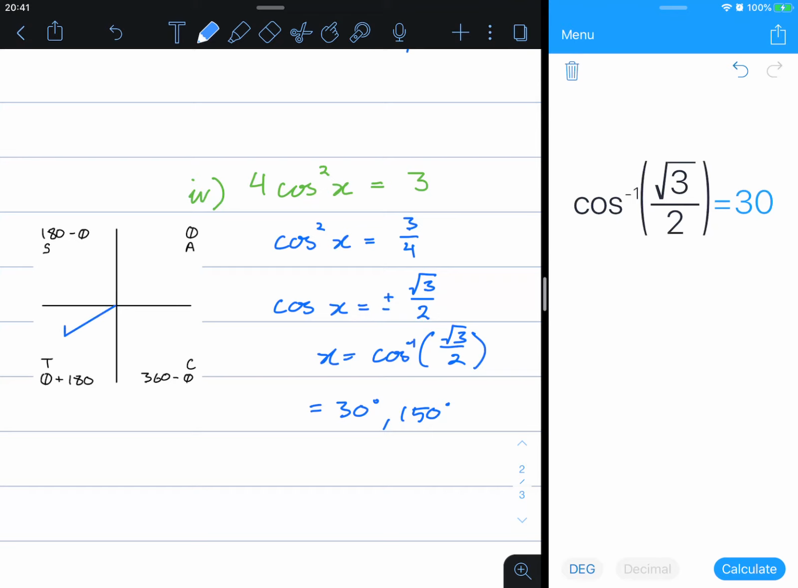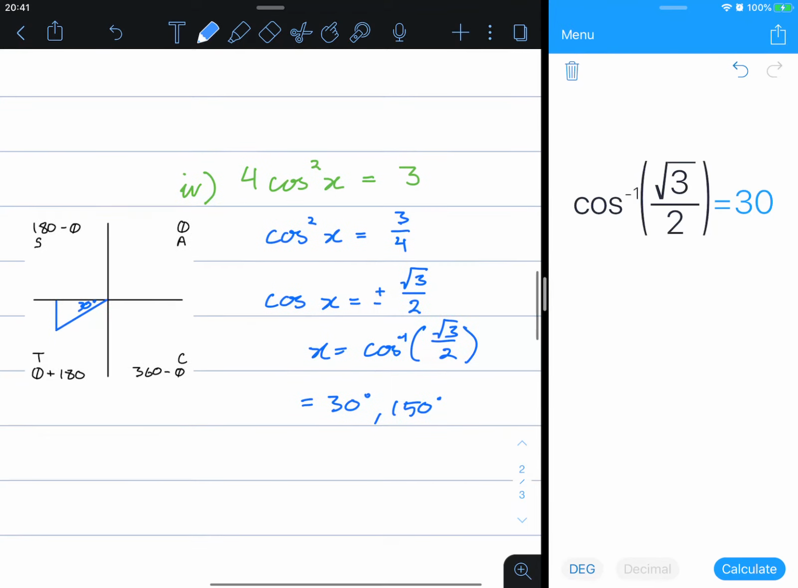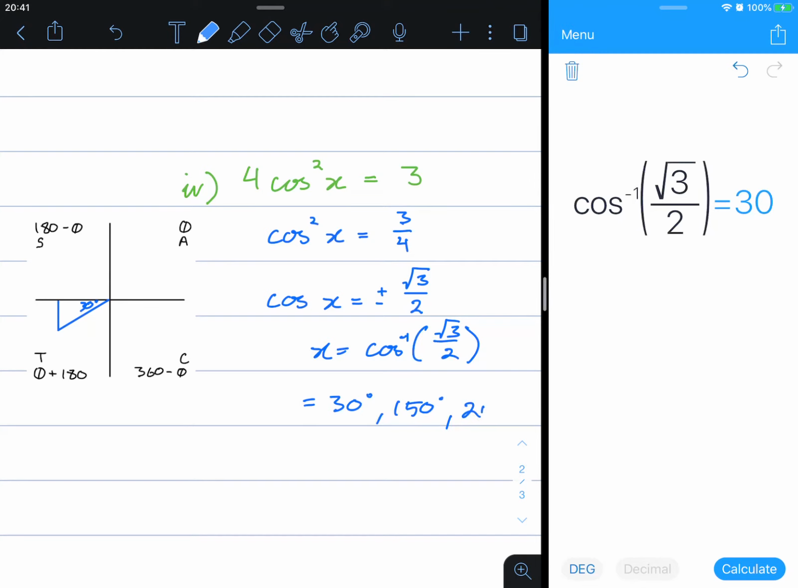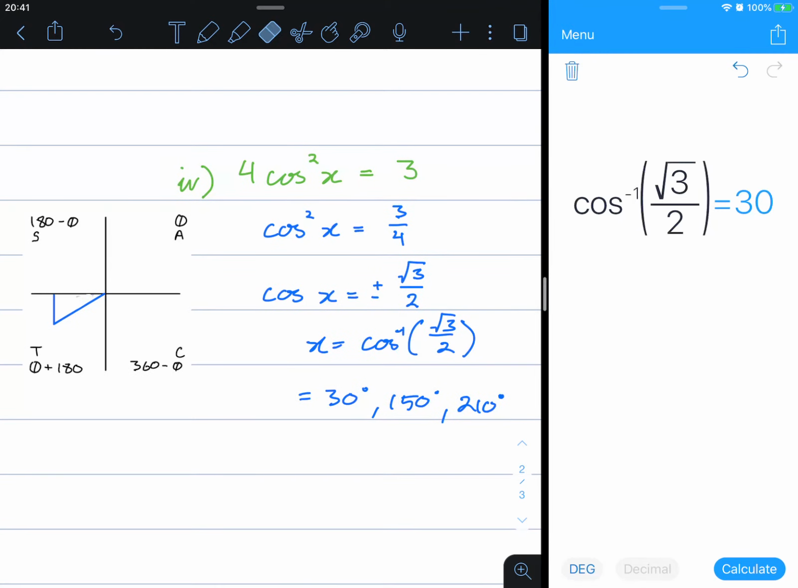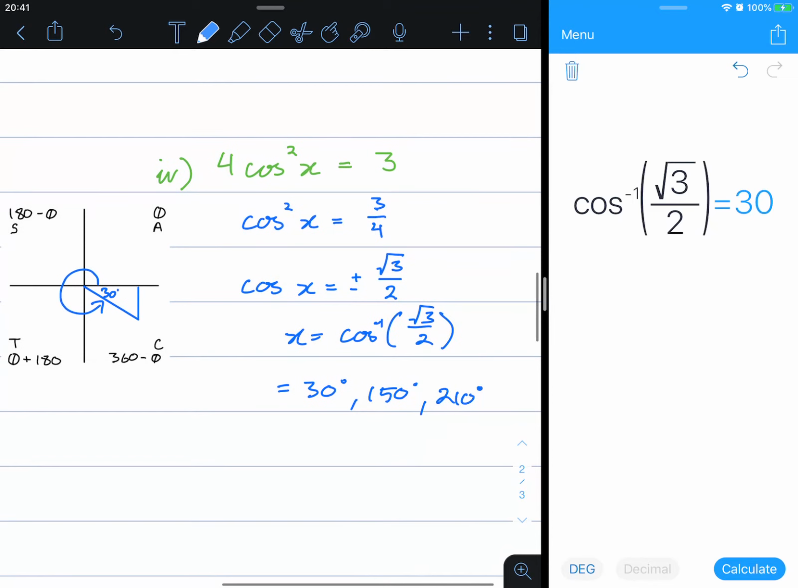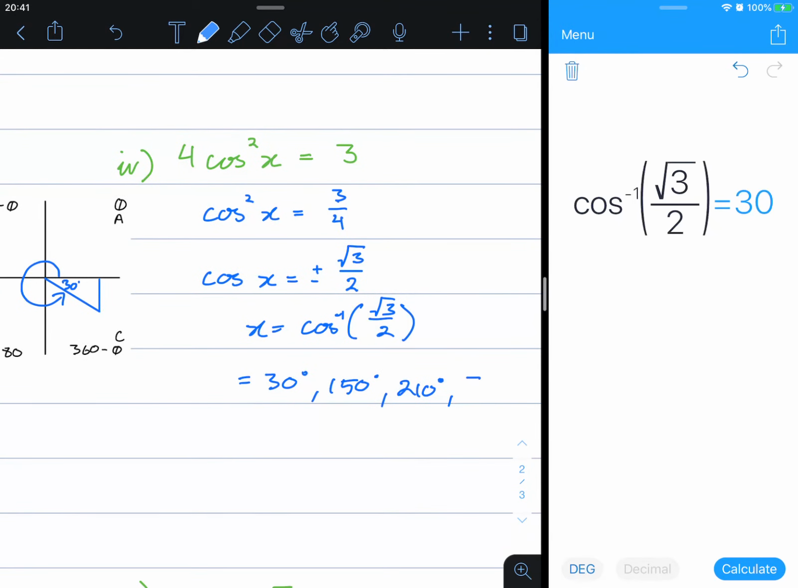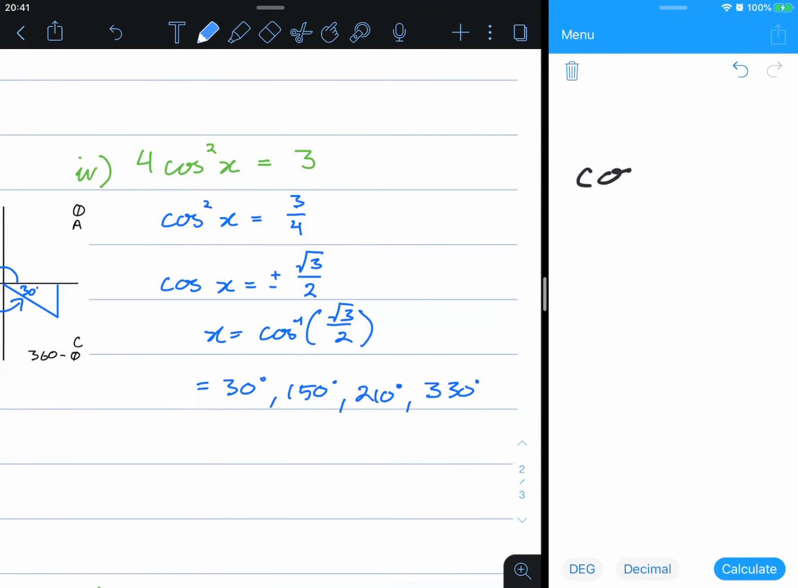We need it in this quadrant here of 30 degrees, measuring it like this. That's going to be 180 plus theta. That's going to be 210. And lastly, we need it in the fourth quadrant, like this, where that's 30 degrees. But we need it all the way around like that, which is 360 minus 30, which is 330. Once again, if we test these answers, cosine 30, cosine 150, cosine 210, and cosine 330.